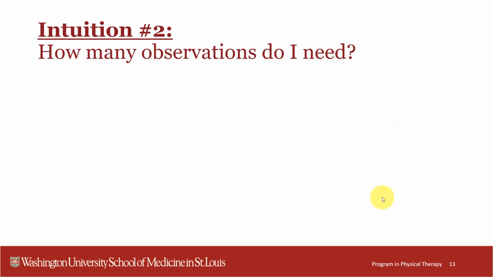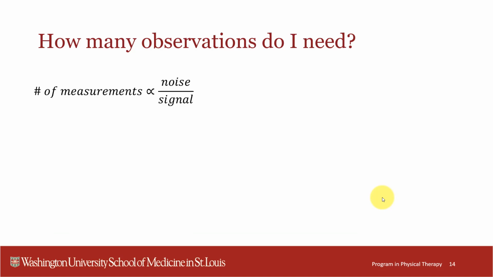Okay, intuition number 2. How many observations do I need? So now that you've grappled a bit with what kind of effect am I trying to study and how can I study it, how many observations do I actually need? I think people are always surprised by the number of observations that they actually need in order to reliably see statistically significant results. As one analogy for thinking about this, consider measurement theory and reliability.